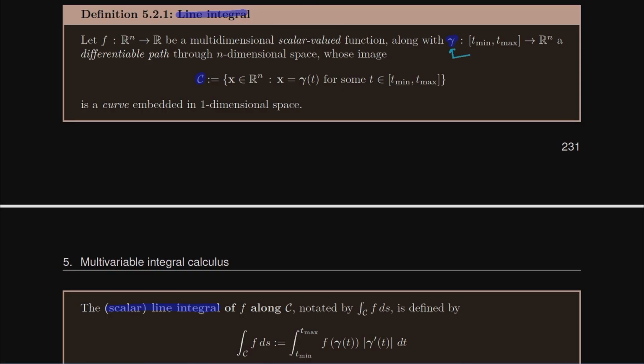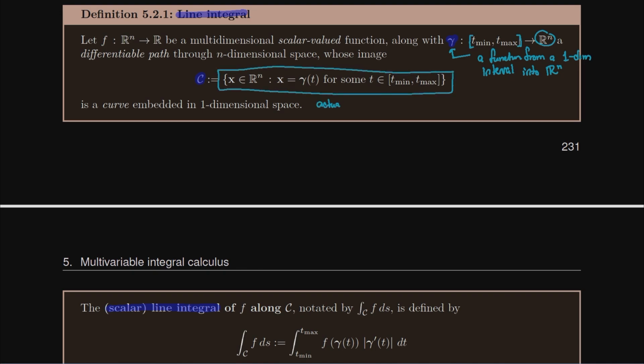In reality, gamma is a function from a one-dimensional interval. Here we say t min to t max. We're thinking almost about it like time, an interval of time. A function from a one-dimensional interval into Rn. The output of that function is Rn, and you can think about the curve simply as, this is very fancy math speak for the output of the function, right? The actual embedded output of gamma in Rn.